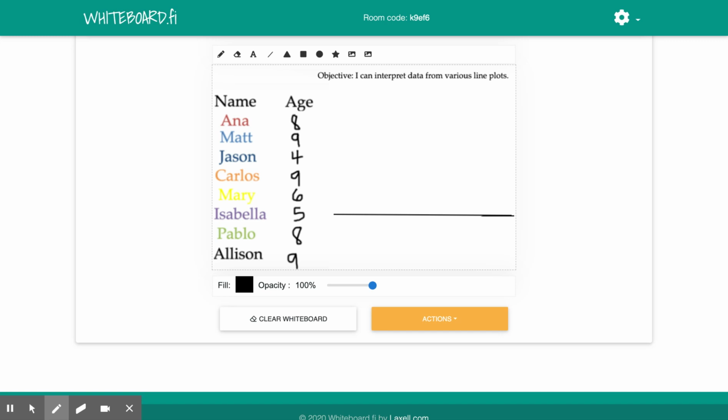Hi everyone, for today's math lesson, our objective is I can interpret data from various line plots. We have been interpreting data for a couple weeks now, and we have created many different types of graphs and diagrams. We've created bar graphs and tape diagrams and picture graphs and number lines. So today we are going to take a look at line plots.